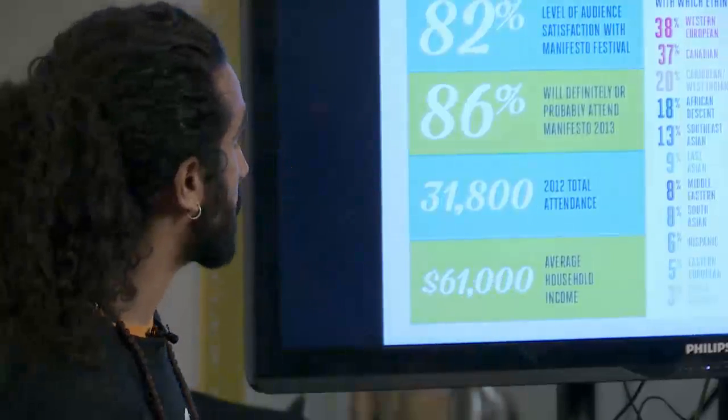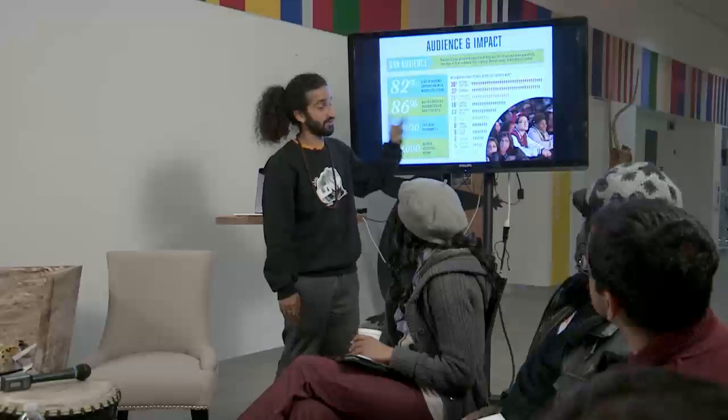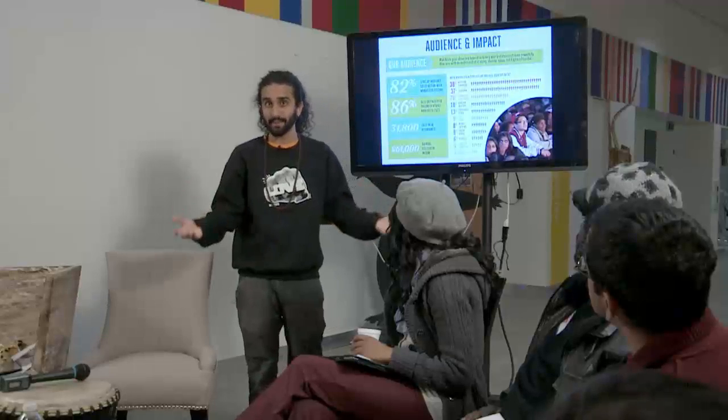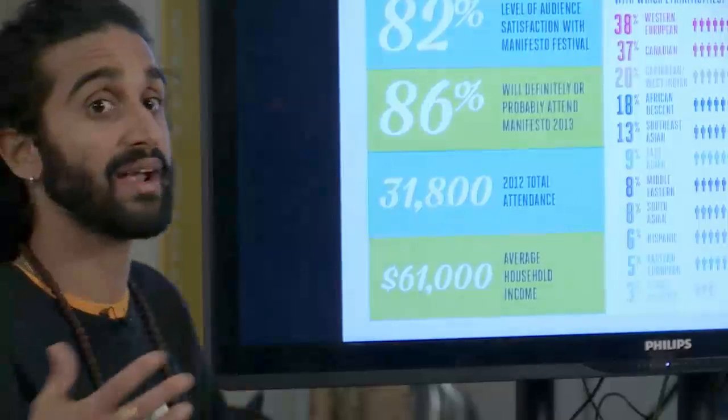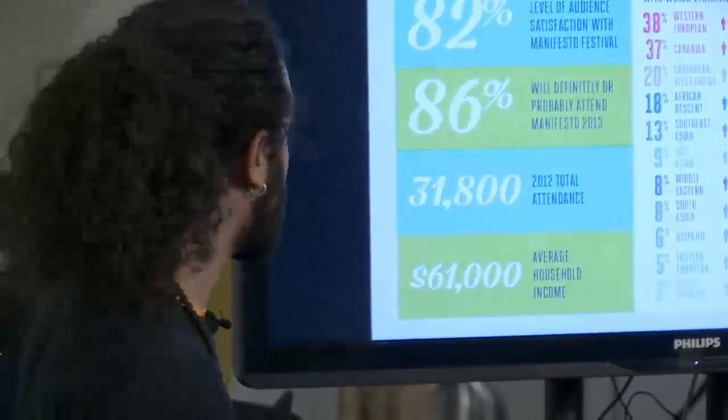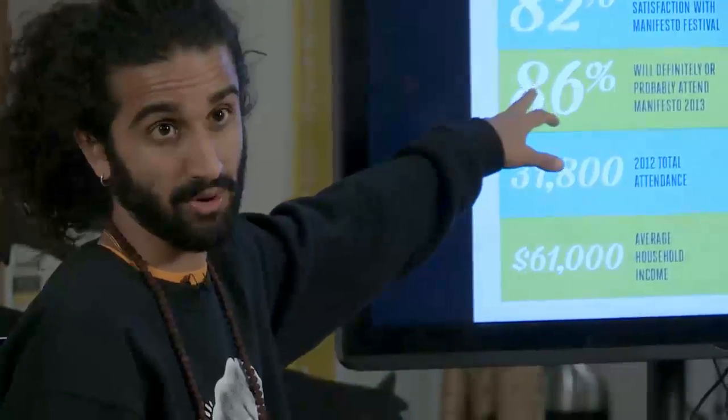So some of the things that you might want to consider is what type of ethnicities. For Manifesto, our partners want to know what type of ethnicities are coming out. What is the age range? What is their annual income? How many people came out last year? Are they going to come back? That's a really important one.